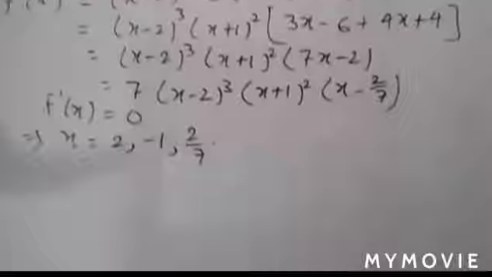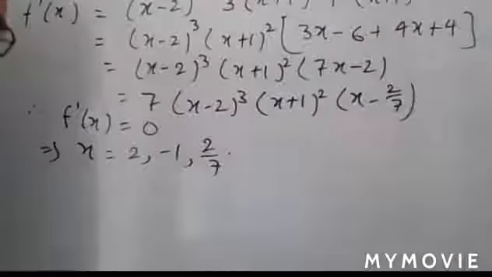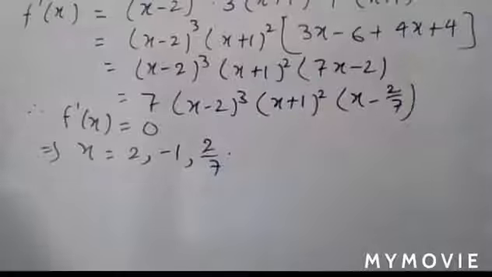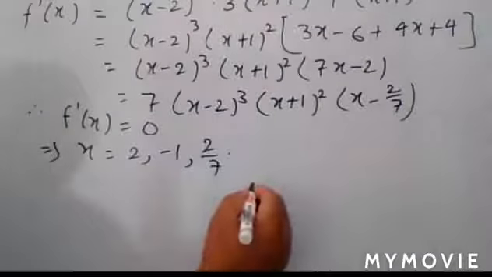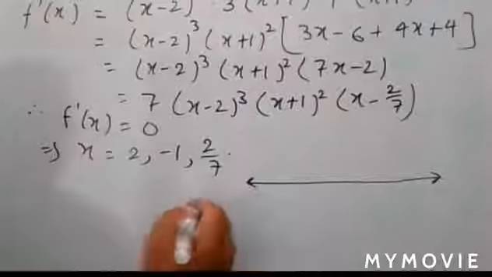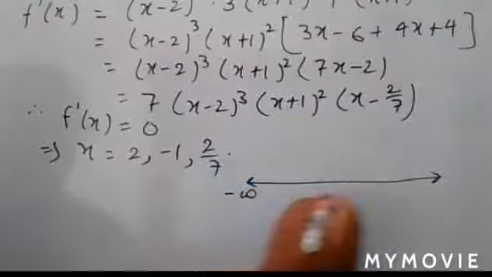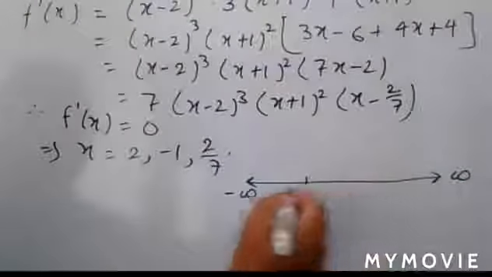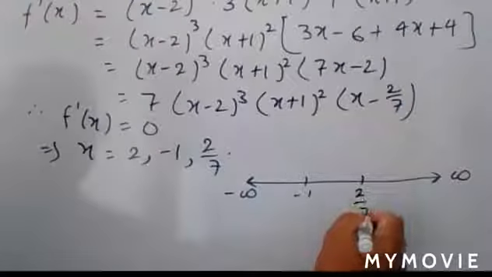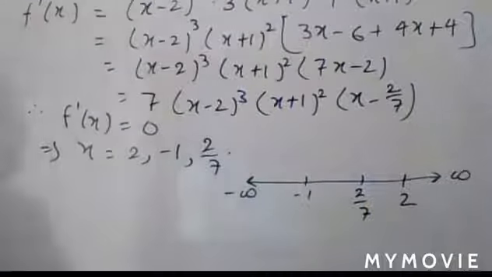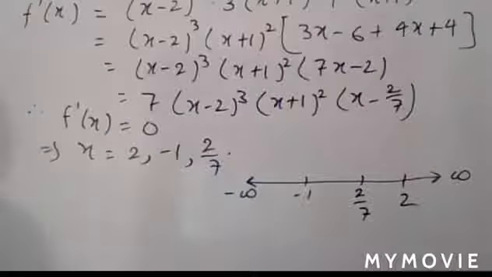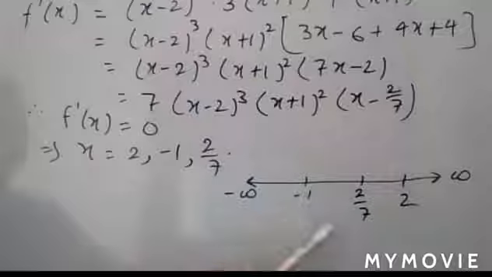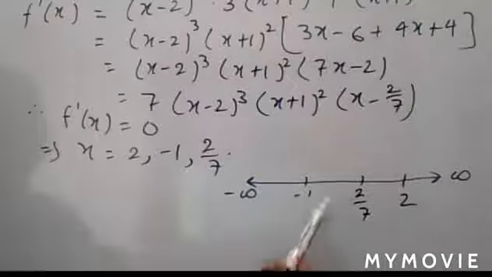Now draw all these points on the number line. Minus infinity on this side, infinity on the other side, here you have -1, then 2/7, and then 2. So in this way you take all the given critical points on the number line. Now check the sign of f'(x) on this number line.